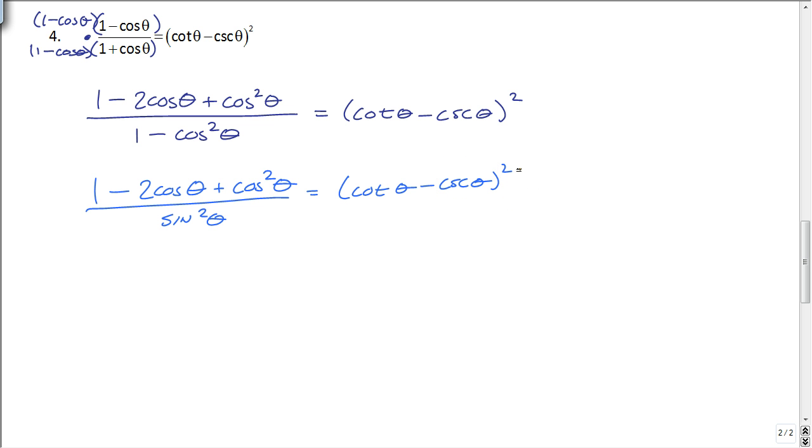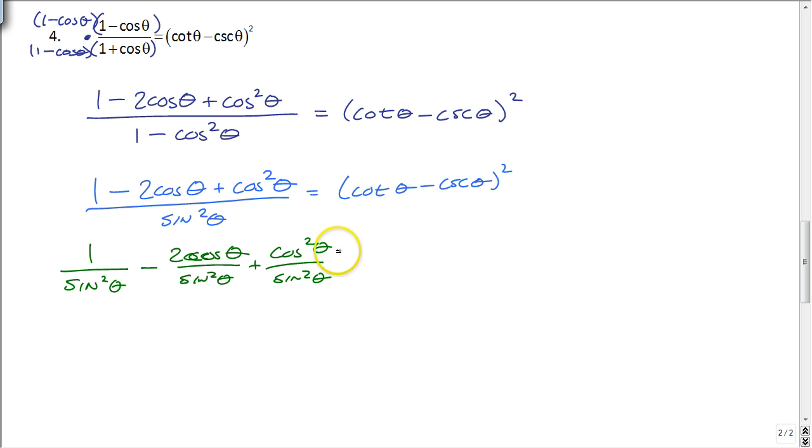Now from here, I want to show you another little trick. You are not allowed to do this when you have one term in the numerator, but when you have 3 different pieces or 2 different pieces in the numerator and 1 denominator, you can actually split them. So this is going to be 1 over sine squared theta minus 2 cosine theta over sine squared theta plus cosine squared theta over sine squared theta.